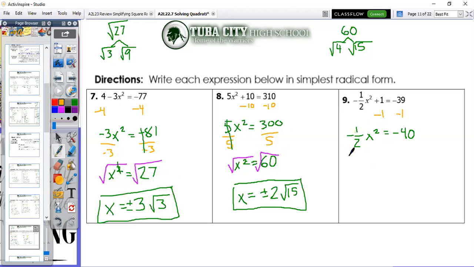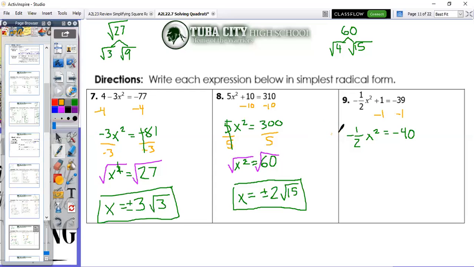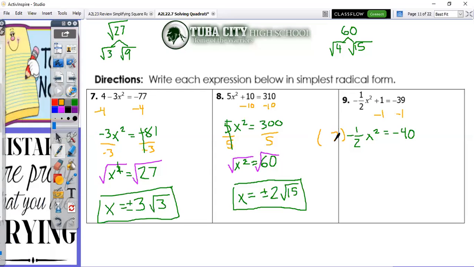All right, now how do we get rid of this half? Now remember, a number times half, let's go back to the calculator really quick. So what is 20 times half? It's 10. Now, when you times something by half, you are essentially dividing it by 2. So we do the opposite of divide by 2. Opposite of divide by 2 is multiply by 2.